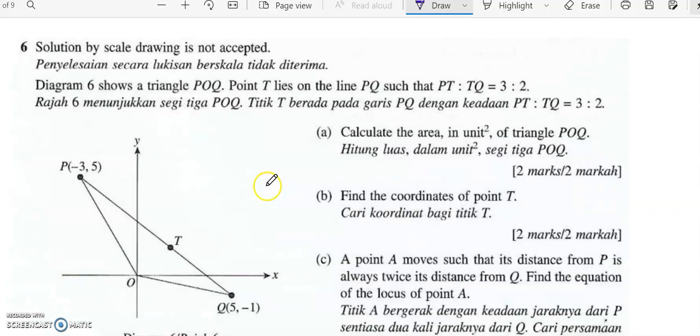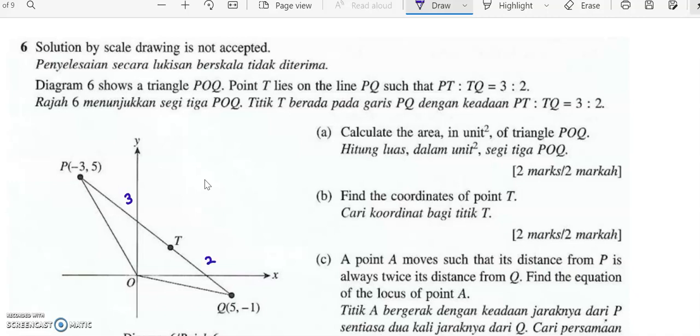We go to question number 6. Diagram 6 shows a triangle POQ and point T lies on the line PQ such that PT to TQ is 3 to 2. So from this part, we put the ratio, which is PT is 3 and TQ is 2.